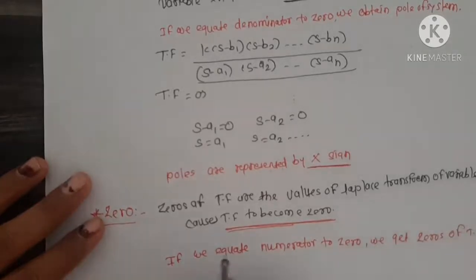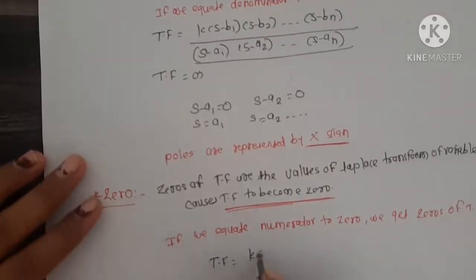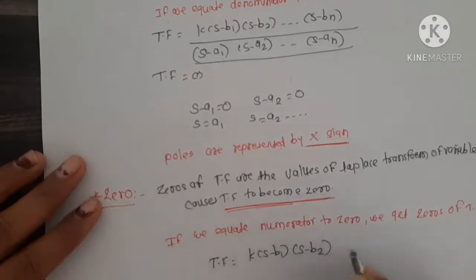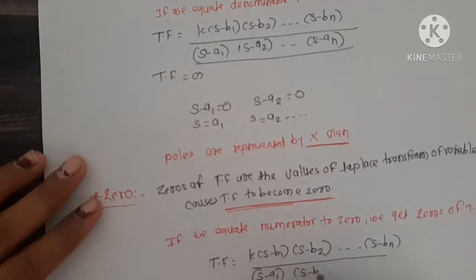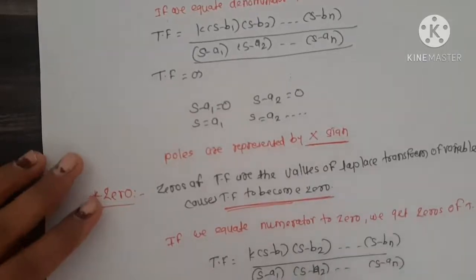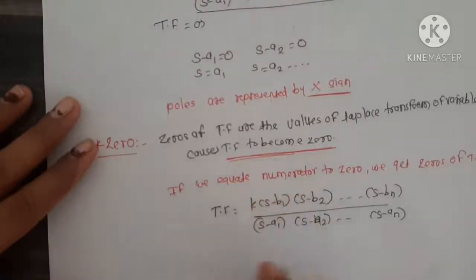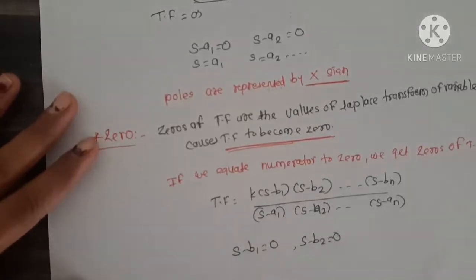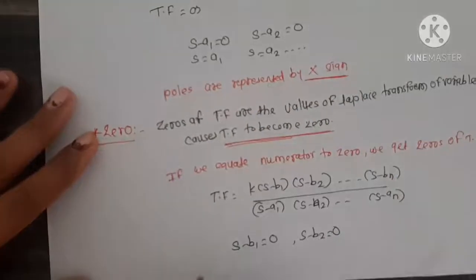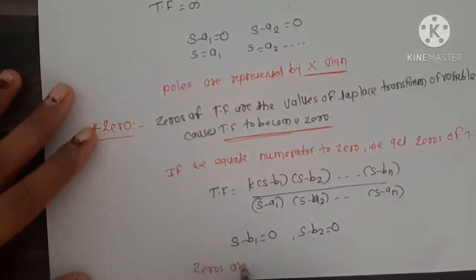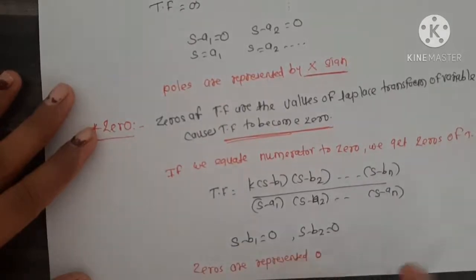Here the transfer function is K(s - b1)(s - b2) up to (s - bn), divided by (s - a1)(s - a2) up to (s - an). For the transfer function to become zero, we equate the numerator to zero, that is s - b1 = 0, s - b2 = 0. So this is about zeros. As poles are represented by a cross sign, zeros are represented by an empty circle. This is very important.